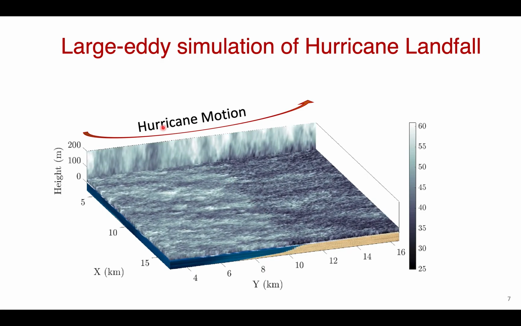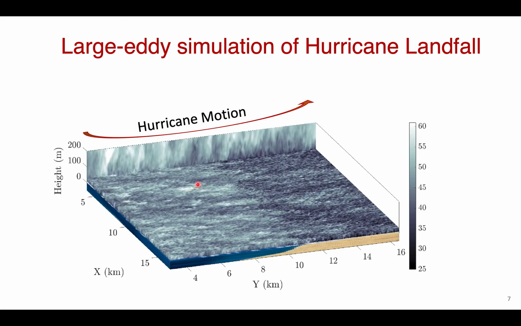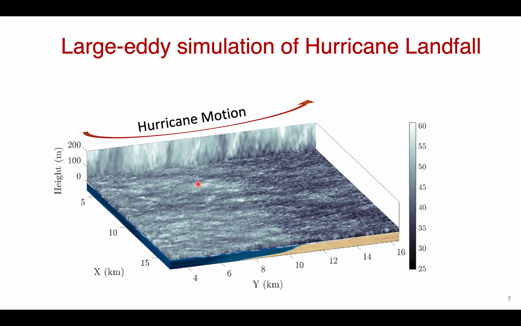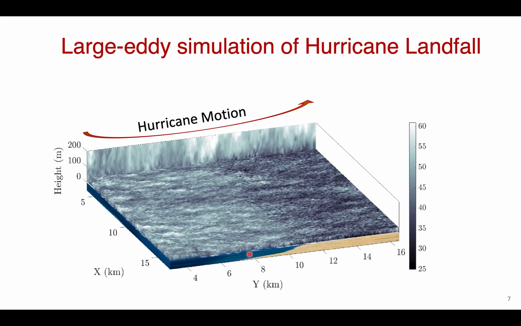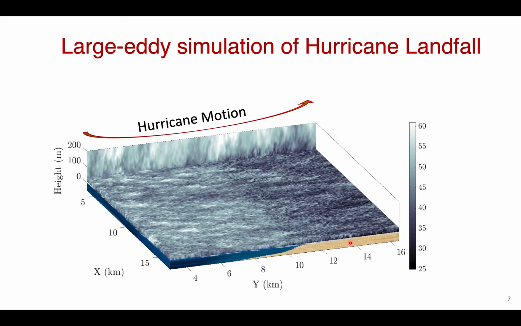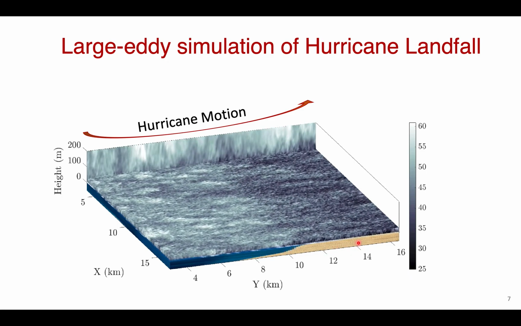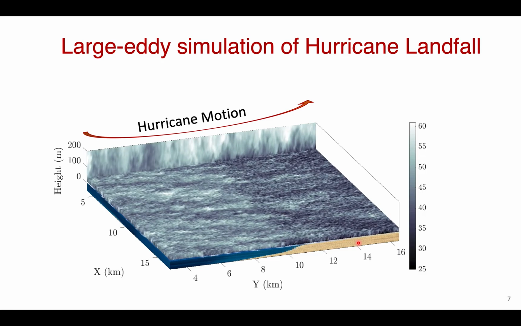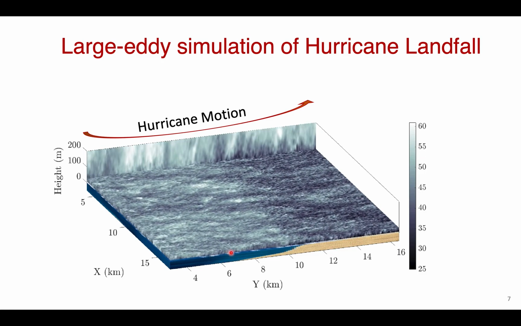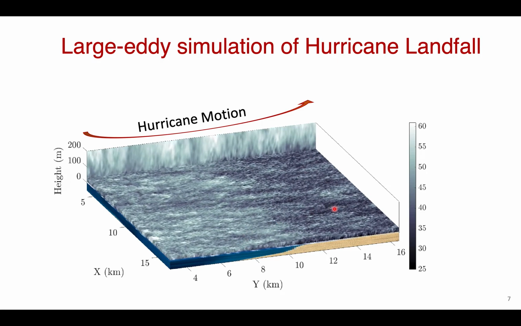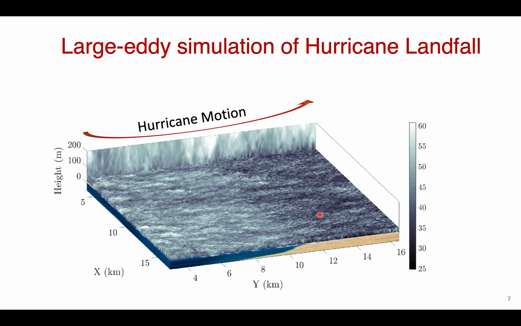So one thing you can see, this is hurricane motion. And one thing you can see is that as the hurricane makes landfall, we go from ocean, which is a smoother surface, to land, which has a rougher surface. The surface aerodynamic roughness length over land is much higher than over ocean. So you see that the wind speed decreases, and this is what we expect also.